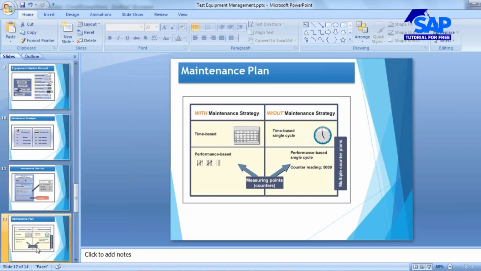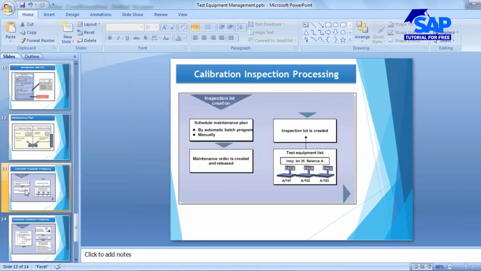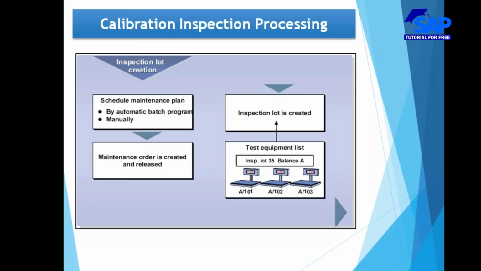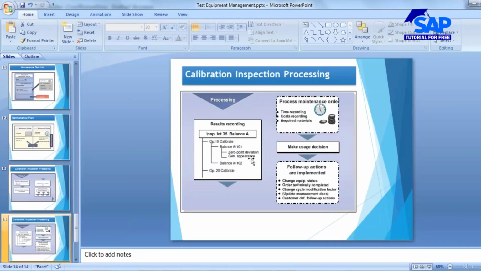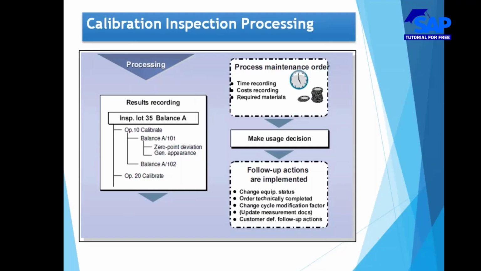Okay, so using this maintenance plan, you will schedule it. You schedule it, and when you schedule it, a maintenance order is created, calibration order is created, and once this calibration order is created, automatically system will be generating an inspection note. Okay, so system automatically will generate an inspection note. Using this inspection note, we'll do the calibration.